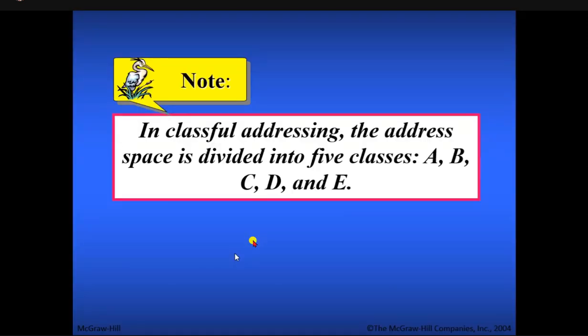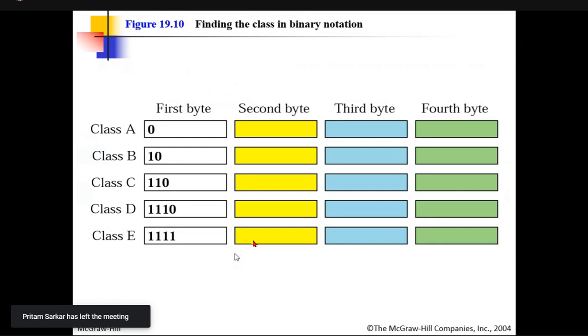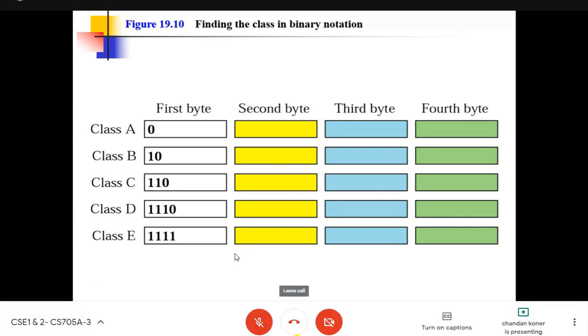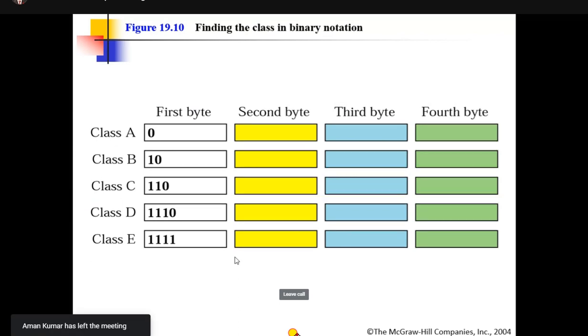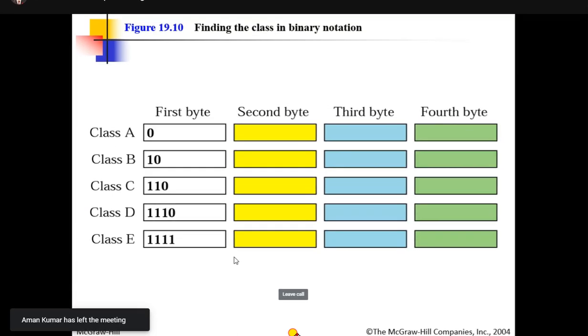Now we know classful addressing. In classful addressing, the address space is divided into 5 classes: A, B, C, D, E. The 5 classes of addresses are class A, class B, class C, class D, and class E. Now this is class A. How can we know it is a class A address? A class A address always starts with 0. The first bit of a class A address is always 0.